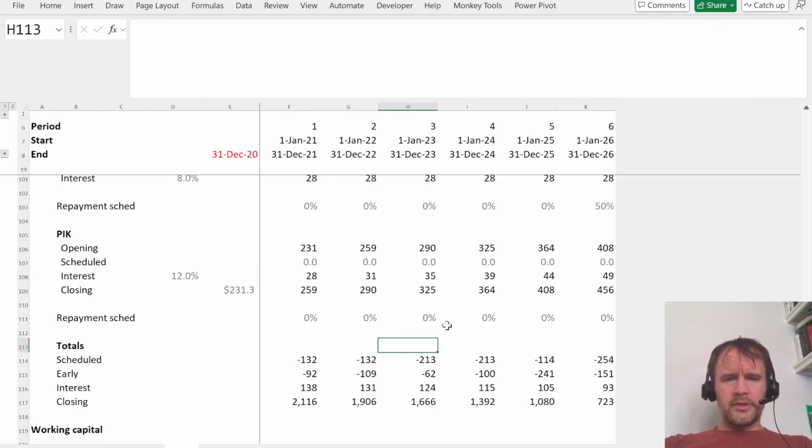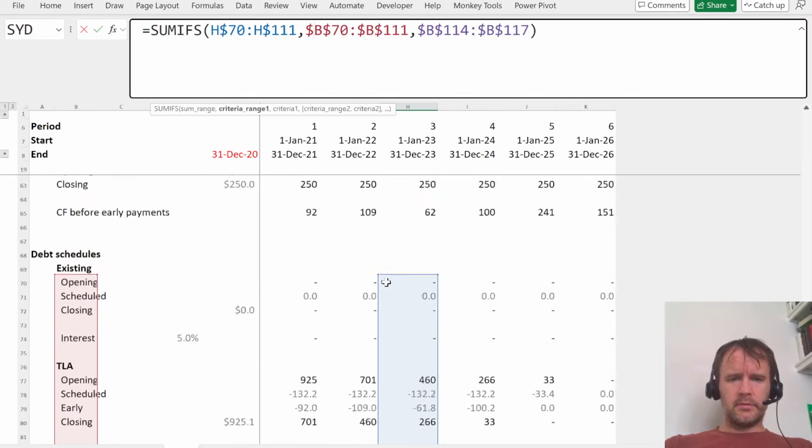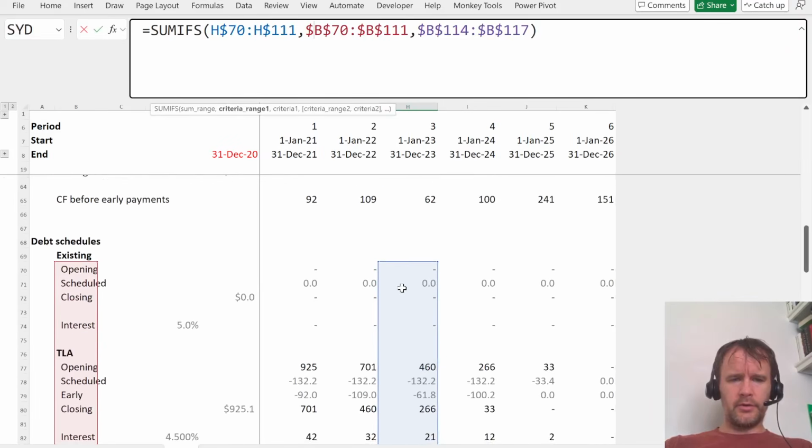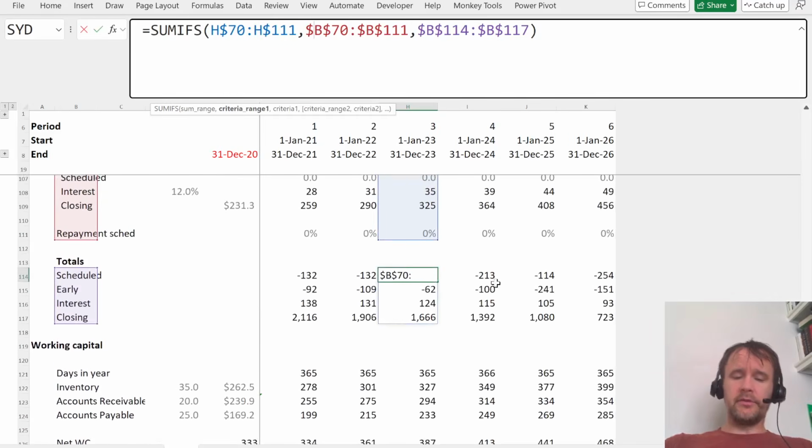Okay, I've made a liar of myself. I'm back for a second add-on, and that is because I later figured out what was going on with the circularity. So I kind of suspected it was to do with this, because the range I'm referring to here includes the early repayments, but summarizing the scheduled repayment feeds into calculating the early repayments and so on.